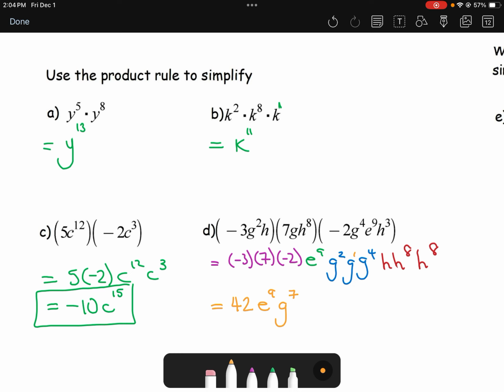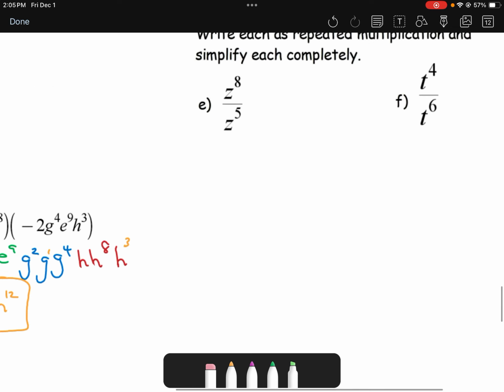And then I have h times h to the 8th times h cubed. Sorry about that. Okay, and then so let's add them. So I have 1 plus 8 is 9, 9 plus 3 is 12, so h to the 12th. And this is my answer. So again, nice little rule here with that product rule. So again, when you're multiplying the bases, you are going to add the exponents. And remember, multiplying numbers just means you multiply the numbers as normal.